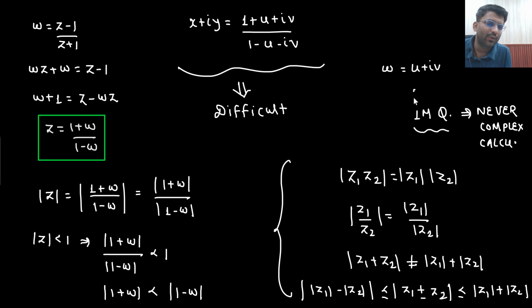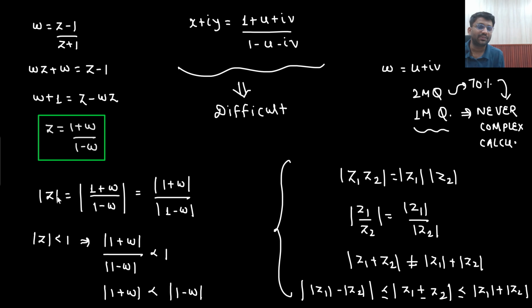In 2-mark questions, more than 70% of the problems are simple. How many 2-mark questions would come? 35. So out of 35, I would say 25 questions will not have complex calculation. 30% of the questions may have complex calculation. But for sure, a 1-mark question will never have complex calculation. If you are doing complex calculation, that means you are missing some point.